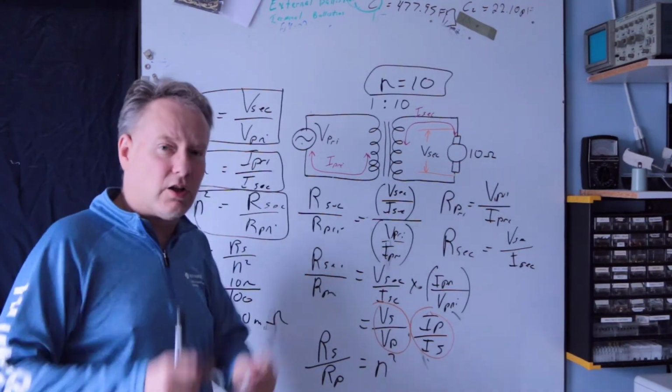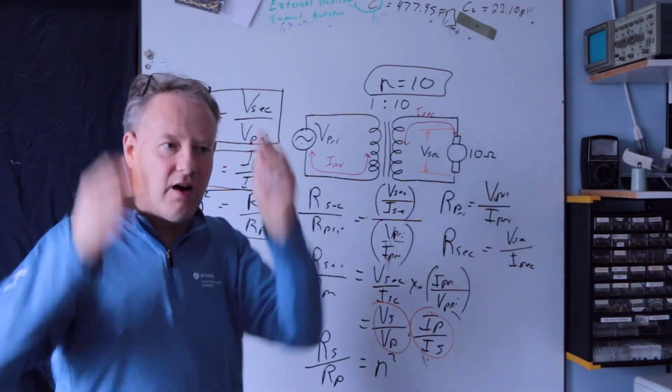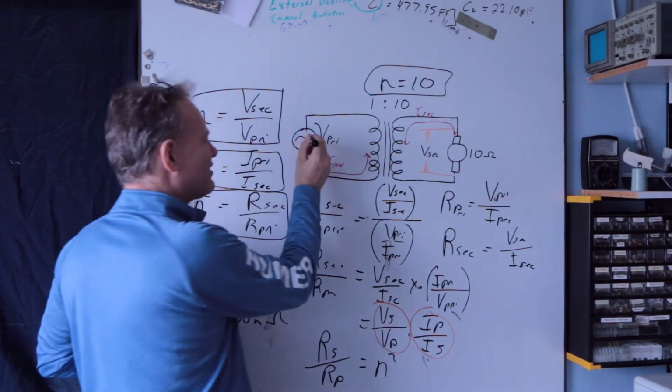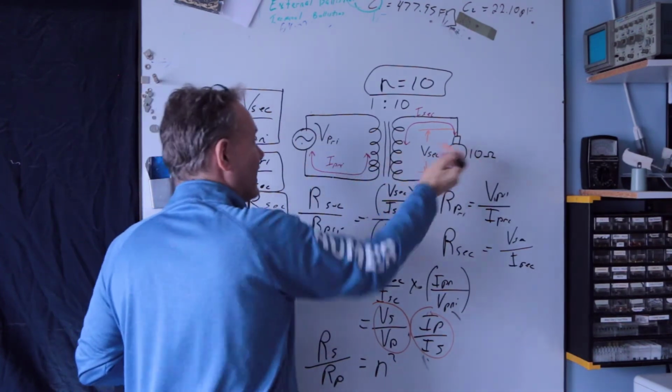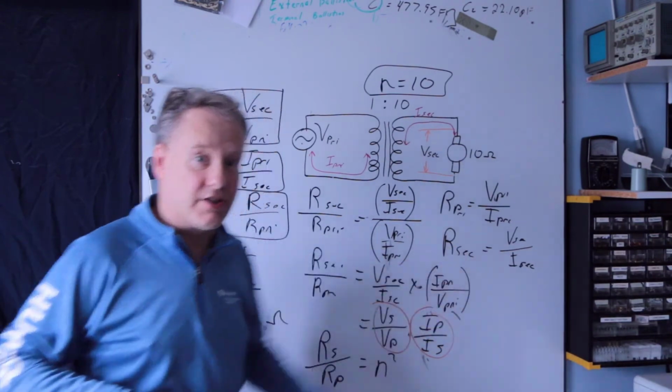Now, let's take a look at this really cool example where we can get a tangible understanding of why this sees a different resistance than it's actually dealing with. It's kind of like a lever. Watch this.